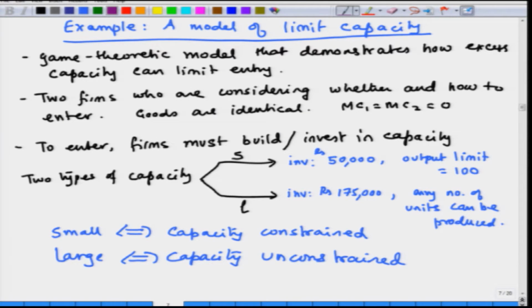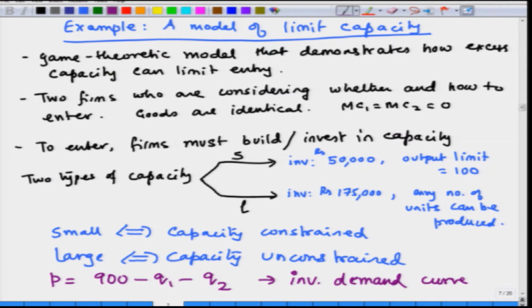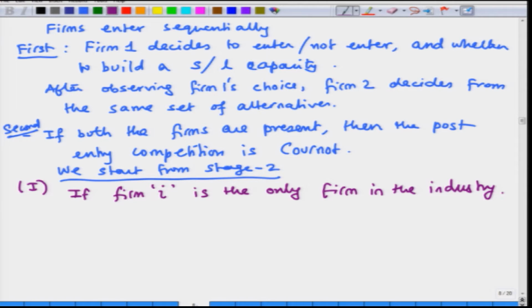Let us put a structure on the inverse demand curve also. Let us suppose that the inverse demand curve is P equals 900 minus Q1 minus Q2. Right. So, that we have everything in numbers. So, if firm i is the only firm in the industry, then it is essentially a monopolist. So, its profit is (900 minus Qi) times Qi minus the fixed cost that it incurs, depending on whether it is a small capacity or a large capacity.